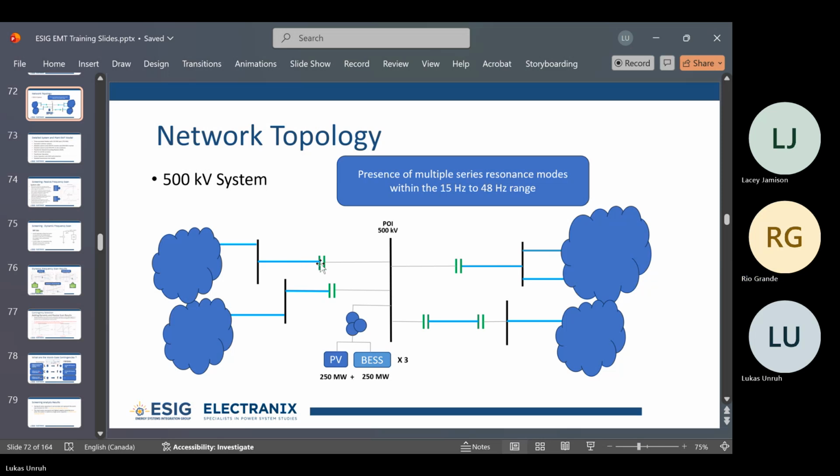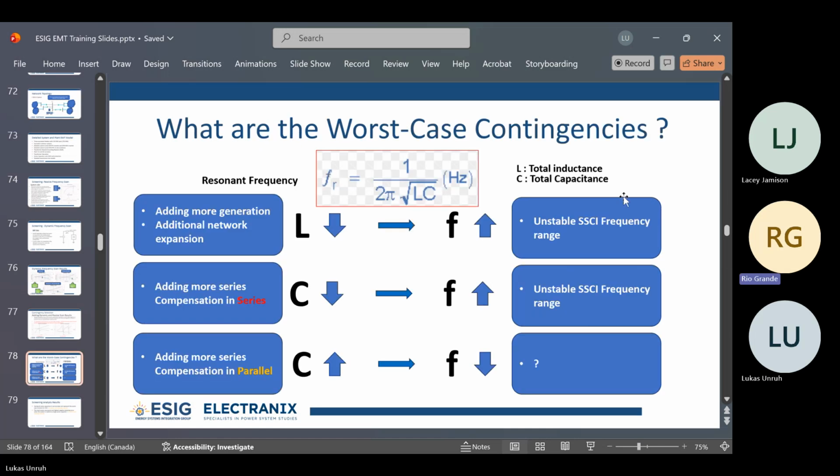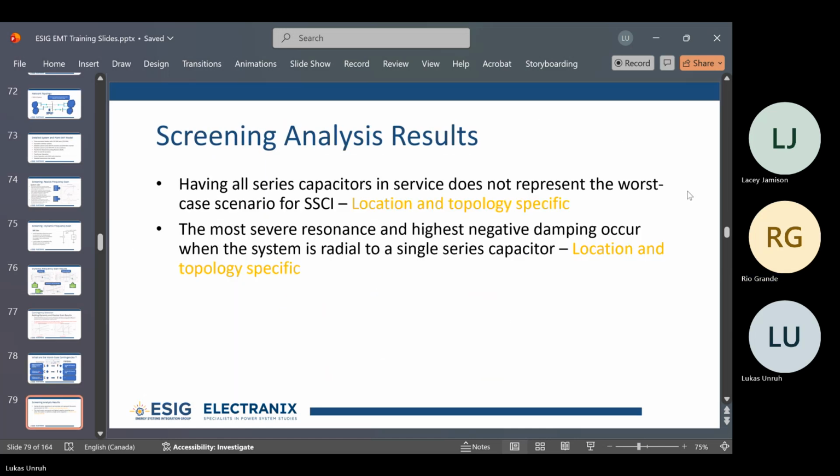So another important part of the screening is to also toggle the status of the series caps, whether they're bypassed or not, as part of your network screening. As I said, having all series caps in service does not represent the worst case scenario. It's going to be location and topology specific. The most severe resonance and highest negative damping generally occurs when the system is radial through a single series capacitor.